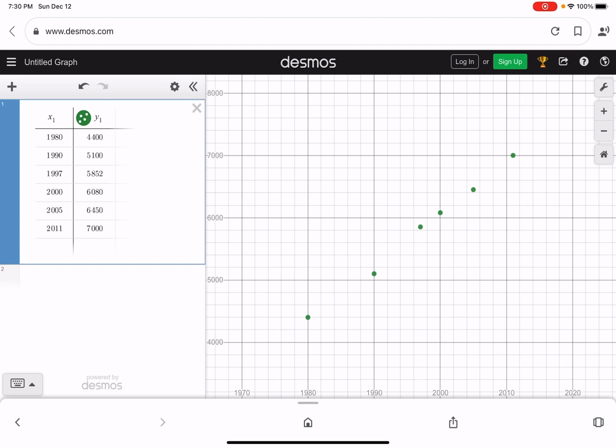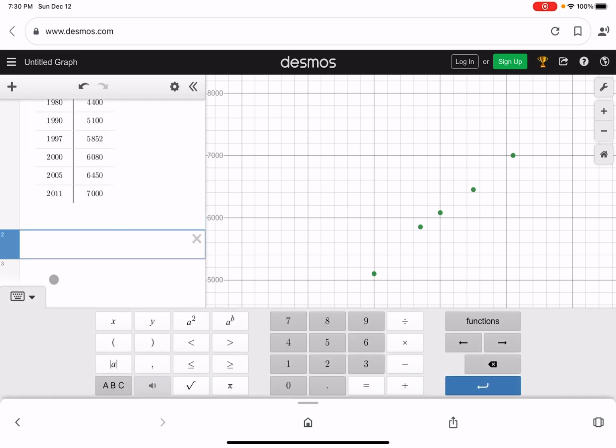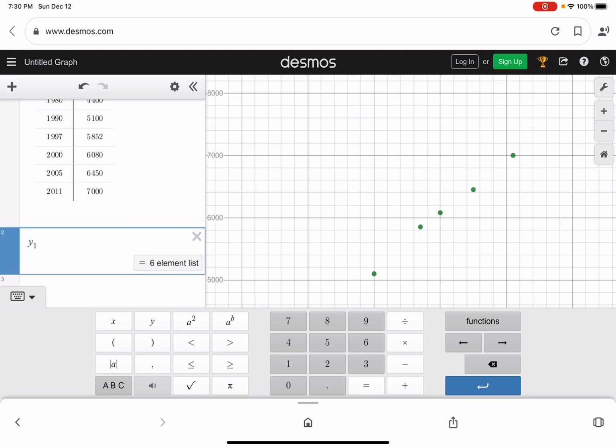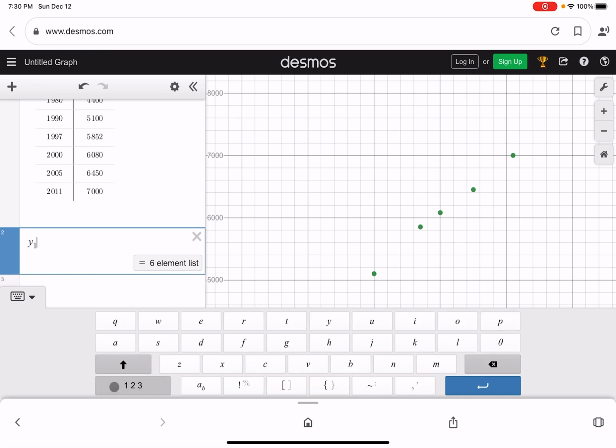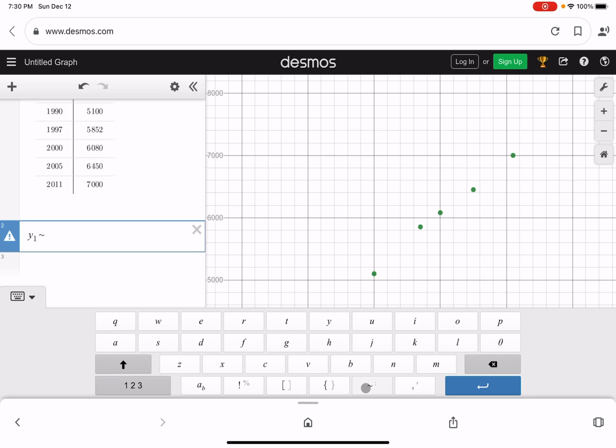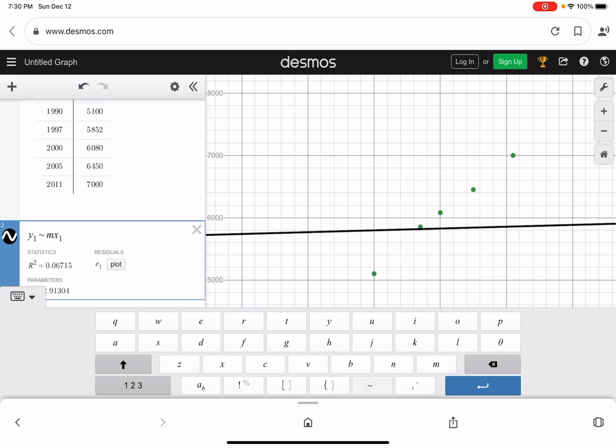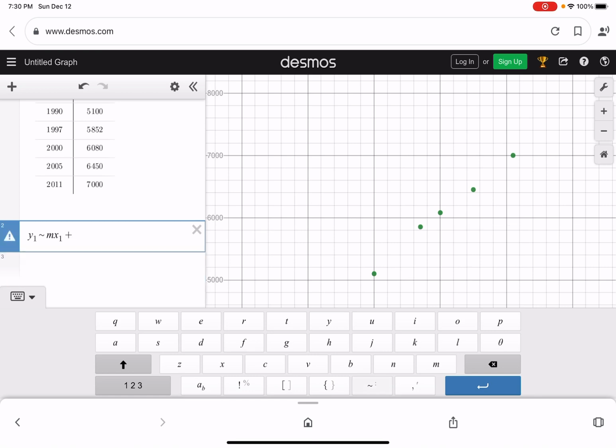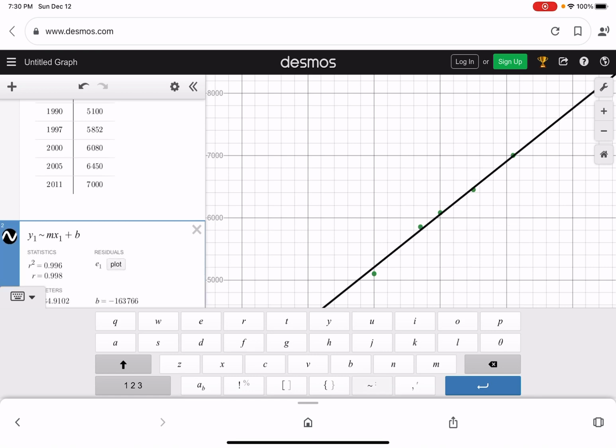So the first question is, what is the correlation coefficient? So at this point, I don't have a linear regression line, so I don't really know what my correlation coefficient is. So I have to come down here to this next row and type in y1, and then go to the keyboard, hit ABC, and then down here is the little squiggle looking symbol, and that's the approximation symbol, so I want to click on that, do m x1 plus b.